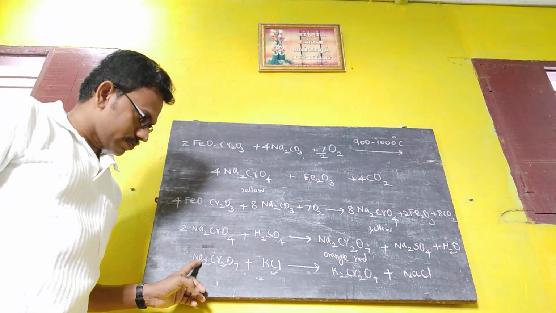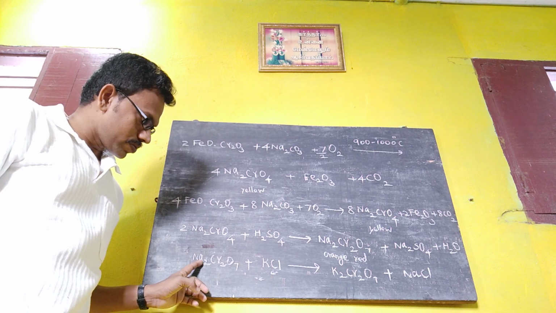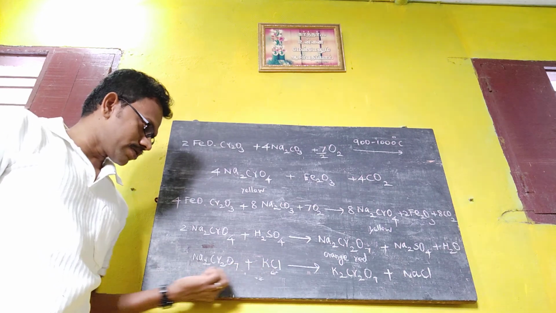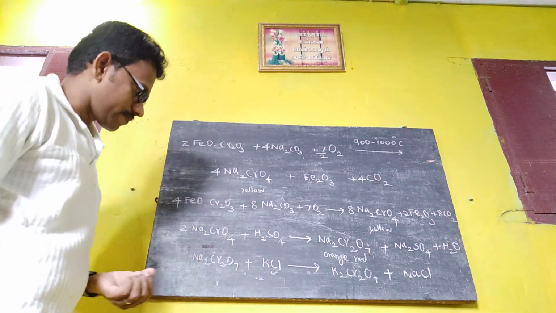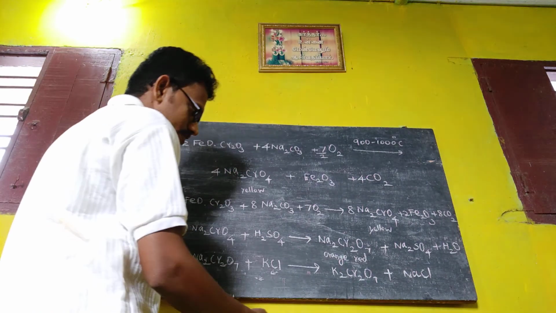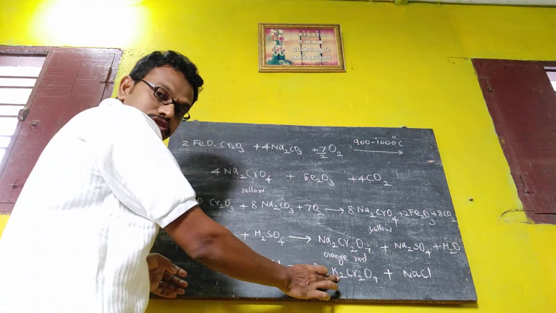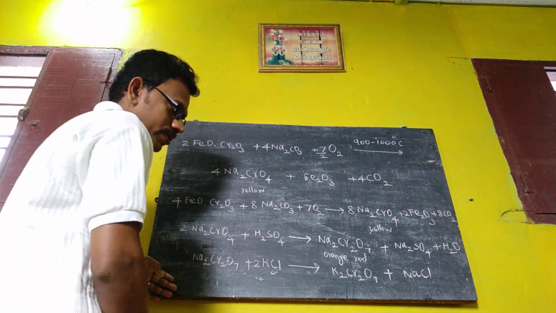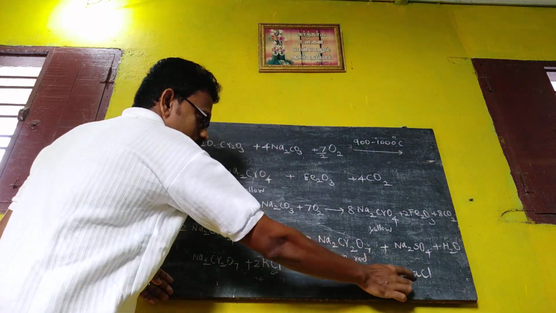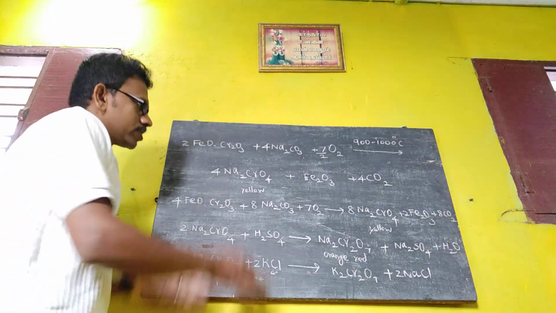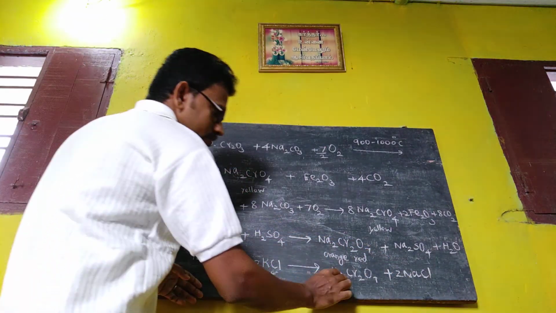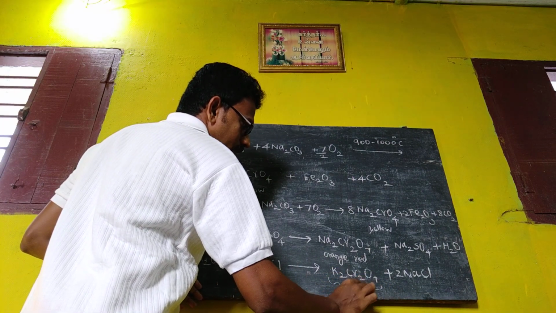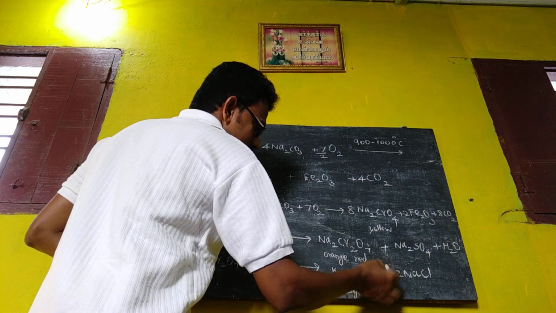Actually, what happened here? The cation here is Na2, here K. So both ions are exchanged with each other. So for balancing this equation, on the right side we see the potassium is 2. So you put 2 here. So chloride is 2 here. So I put 2. Now you see the sodium here 2, left side also 2. The equation is balanced. So the final product, potassium dichromate, the color is orange red. It's a crystal.